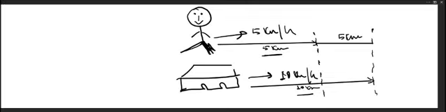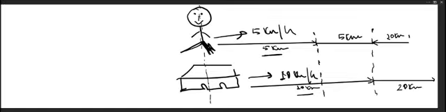Before their movement, they both were at the same starting point. But after 1 hour, we can see that the distance between both of them is 5 kilometers. In the next hour, the distance covered by the car will be 20 kilometers and the distance covered by the man will be 10 kilometers.